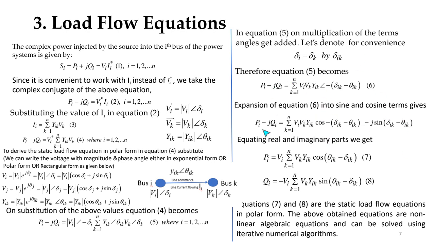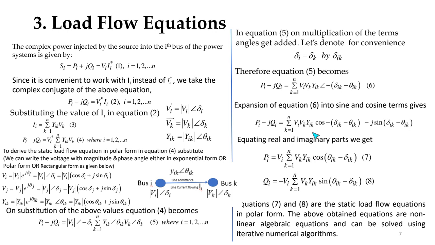As it is, equation 6 on the left side has no change, and on the right hand side you can see Vi, Vk, Yik is there. But whenever the phase shift comes, we write it in rectangular form. This polar form can be converted into a rectangular form, which is cos of minus delta Ik minus theta Ik and minus j sine of delta Ik minus theta Ik. Then we separate this equation into real power and imaginary power. The real power is Pi, the imaginary power is Qi.